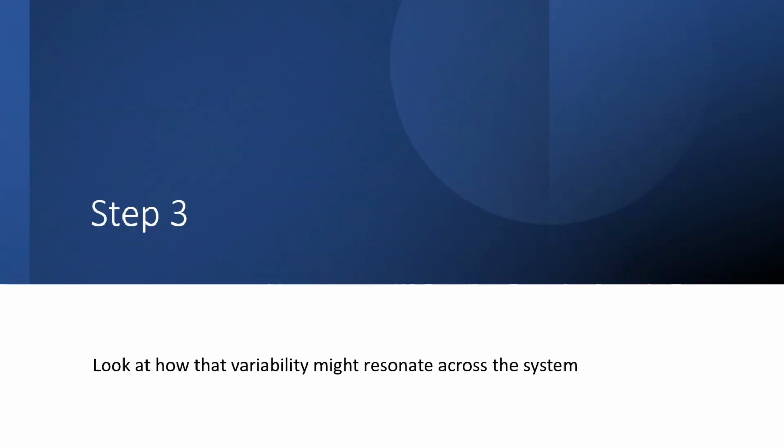So, we've completed stage 2, step 2. We have a set of variabilities for each function that we're particularly focusing in on. What we now need to do is undertake step 3, which is look at how that variability might resonate across the system. Why not have a break, have a sip of your tea, and come back?